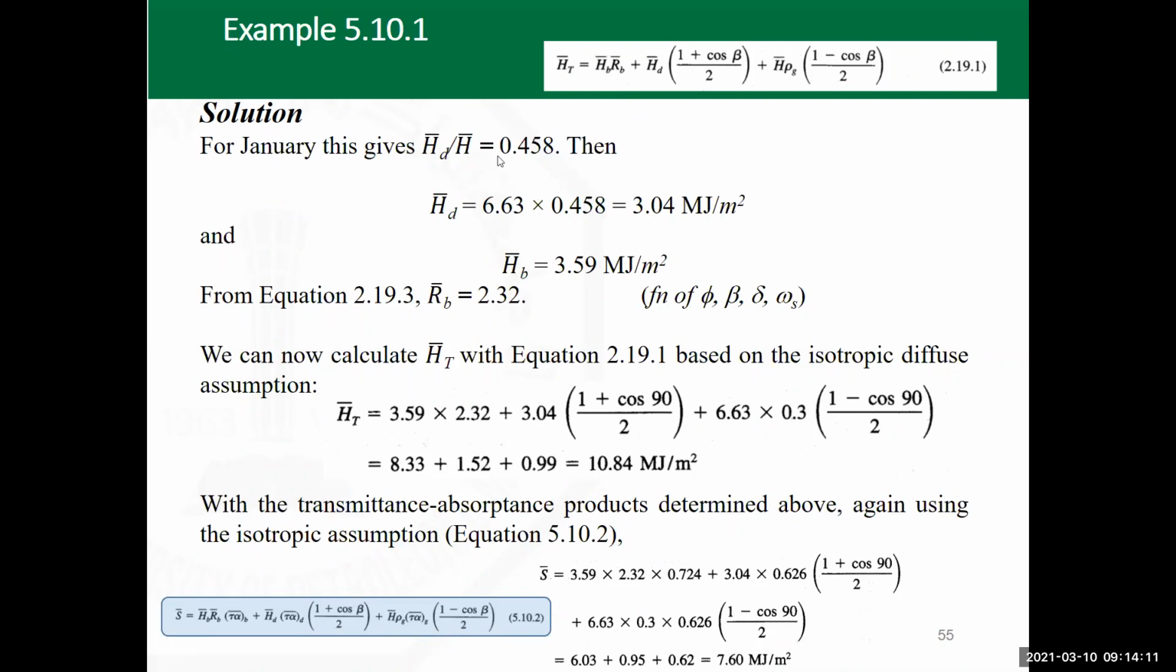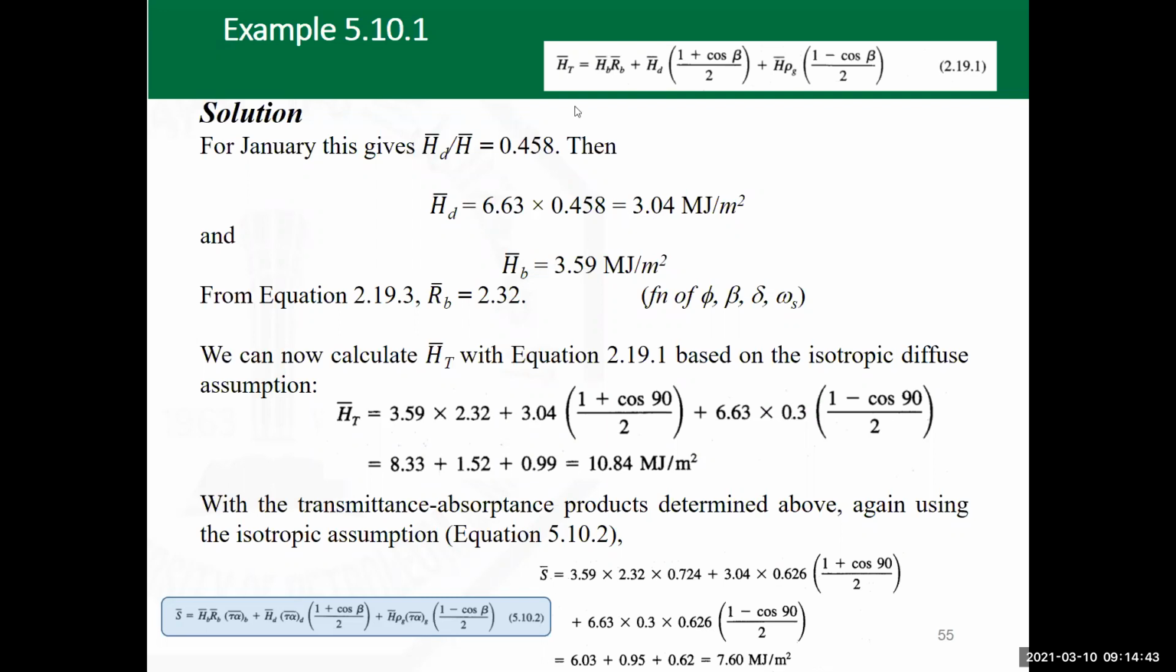Accordingly, the HD over H is 0.458. Then the value of HD, this is the total H that is given to us for January, multiplied by this fraction. So 45.8% of this radiation is diffuse radiation and the rest is beam radiation. So this is the diffuse component. The beam component basically is the 6.63 minus 3.04. You'll get this value of H beam.